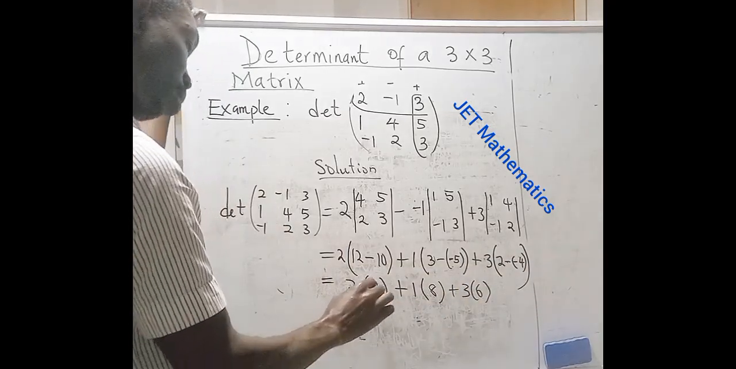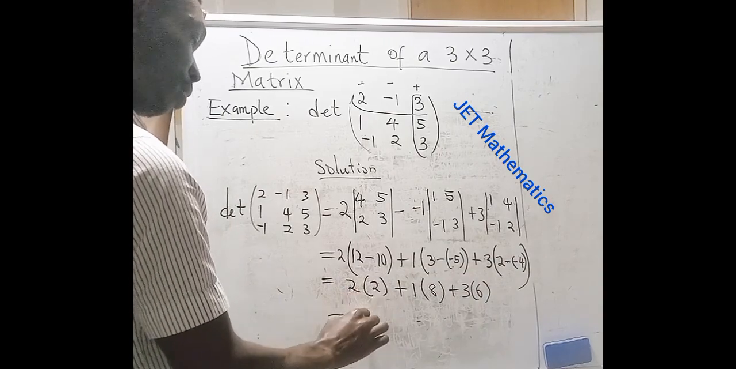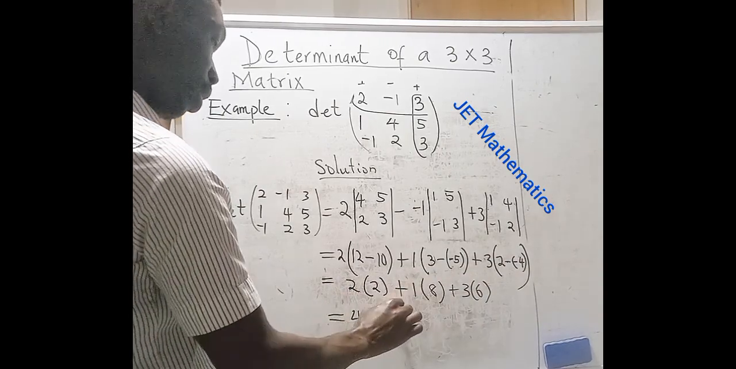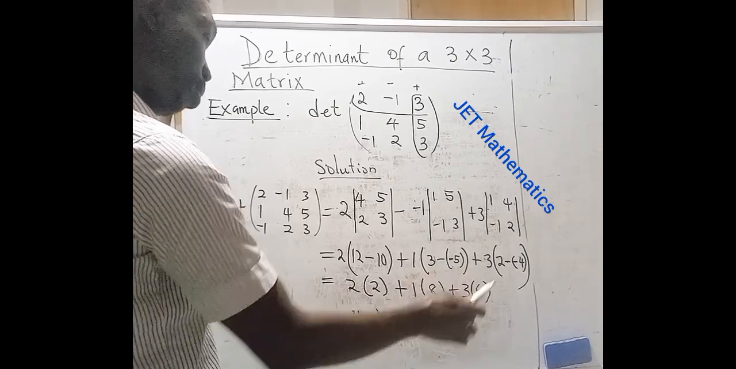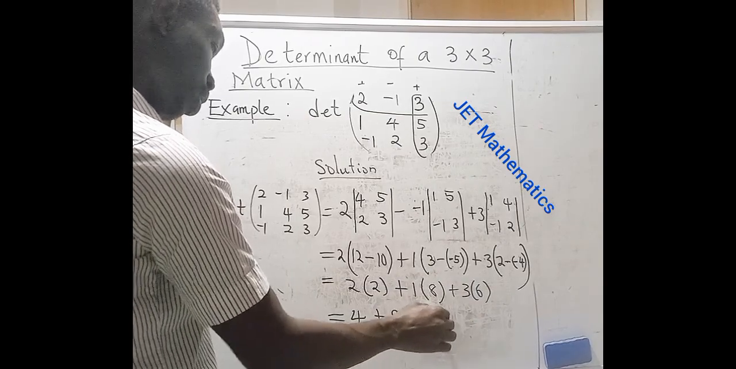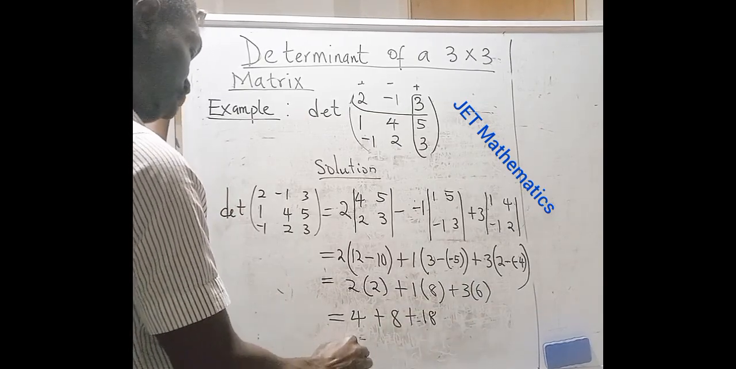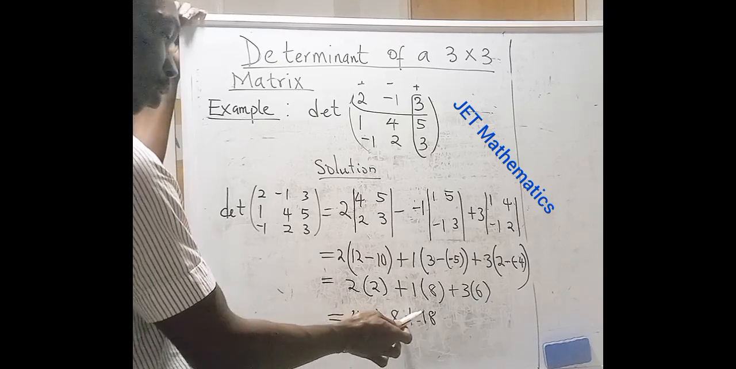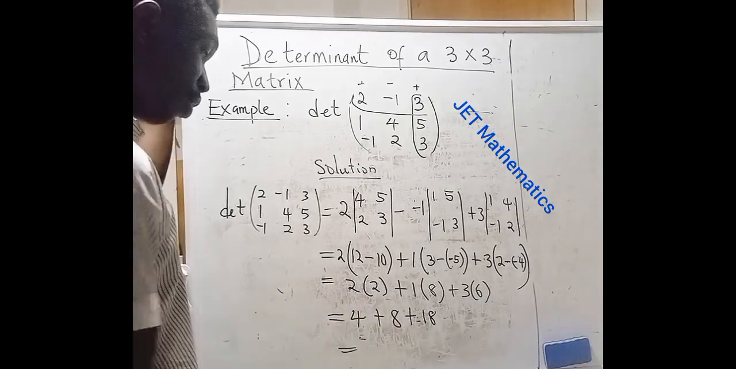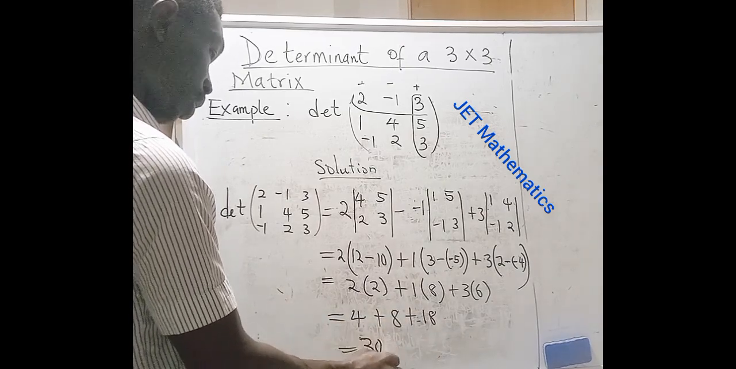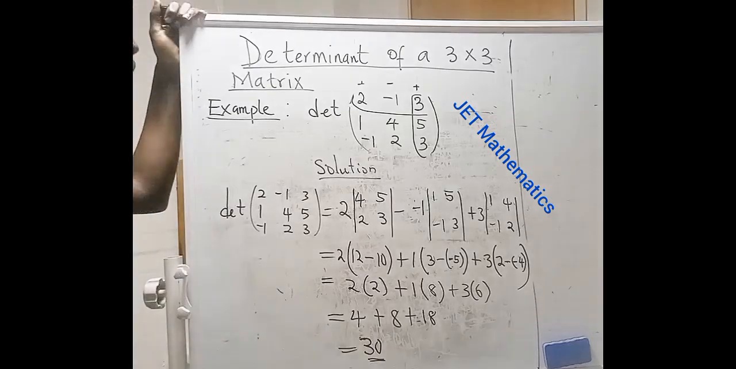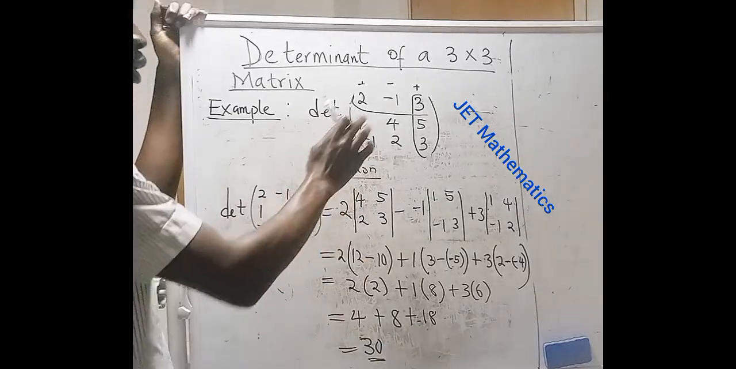So our determinant becomes 2 times 2, 4, plus 1 times 8, 8, plus 3 times 6 is 18. So when you solve this, you have 4 plus 8 is 12. 12 plus 18 is 30. So this is the determinant for this matrix.